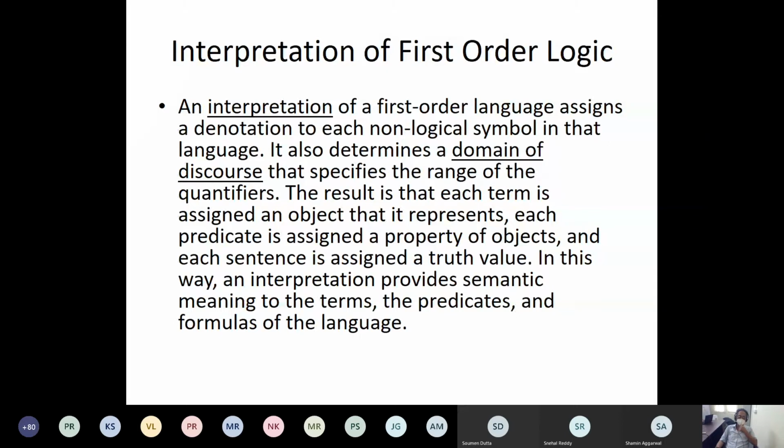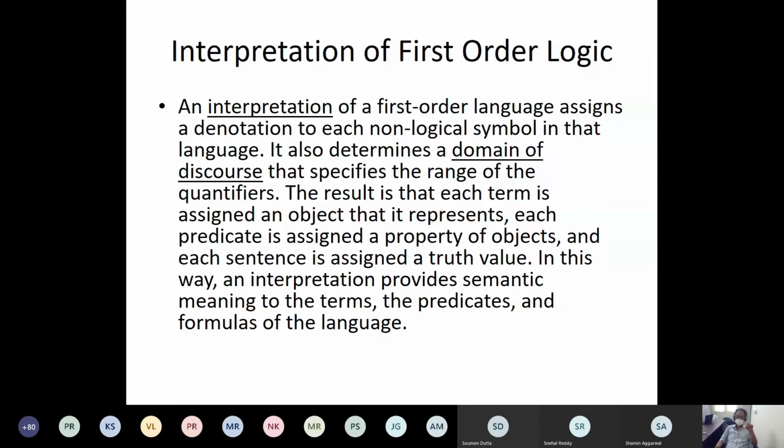And then, of course, this is about the language of first order logic. Interpretation of first order logic: there are an infinite number of interpretations of first order logic. We will talk about some of them. An interpretation of a first order language assigns a denotation to each non-logical symbol in that language. It also determines a domain of discourse that specifies the range of the quantifiers.